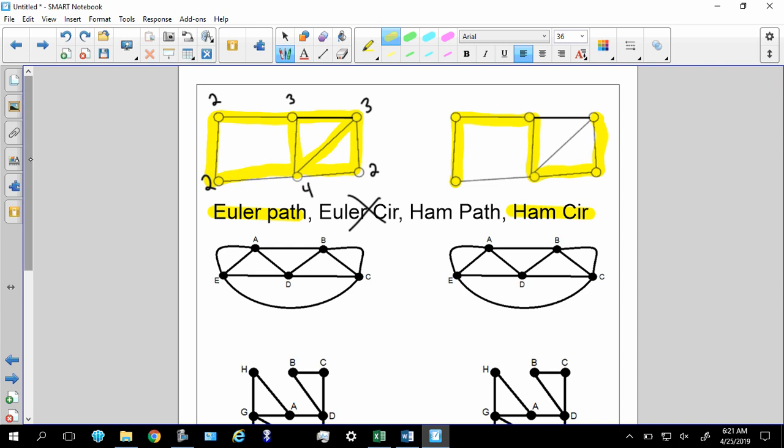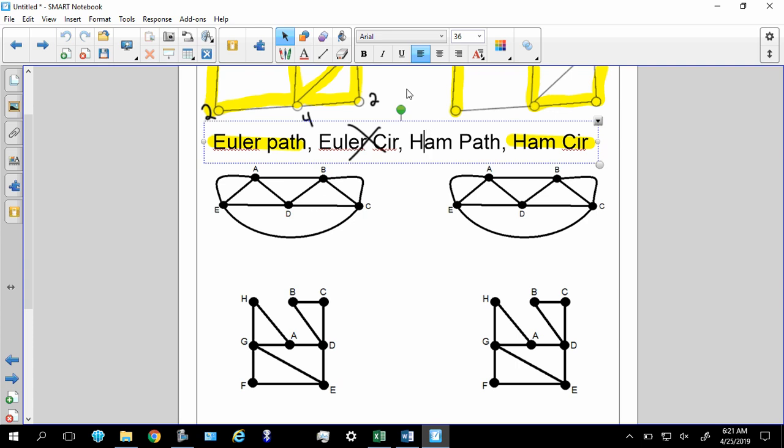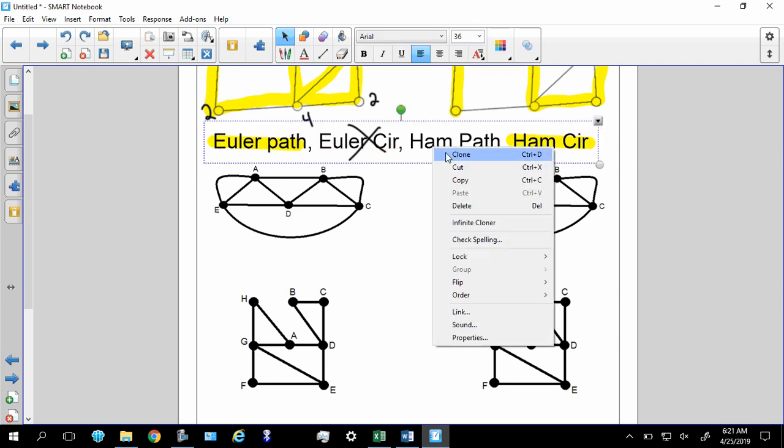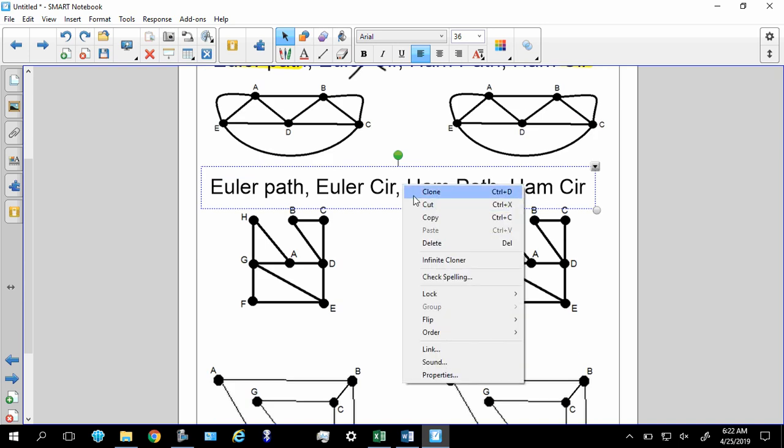Awesome. All right, let's see. Next one. So I can do a little magic here. Right click, clone, awesome. I'll do that one more time. Right click, clone.